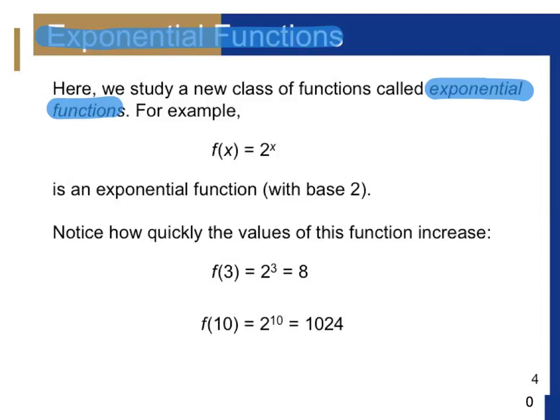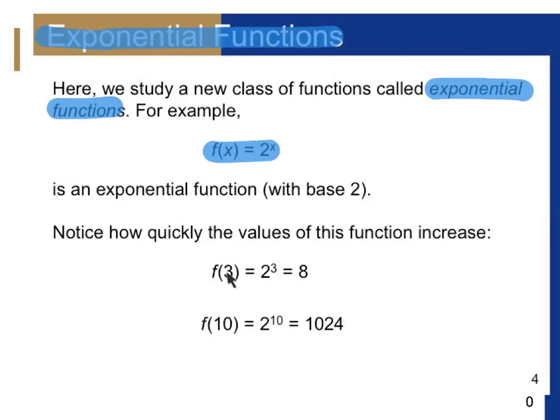So for example, our base is going to be a constant. Here our base is 2 and our exponent is x. So f of x equals 2 to the x is an exponential function. This grows really fast if you think about x being positive values, maybe positive integers. When x is 3, so this is base 2, we're multiplying 2 three times. When x is 10, we're multiplying 2 ten times.